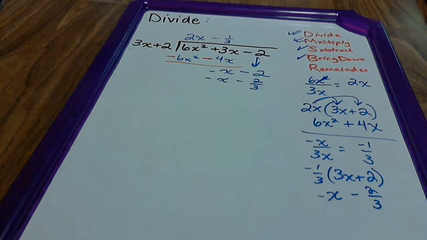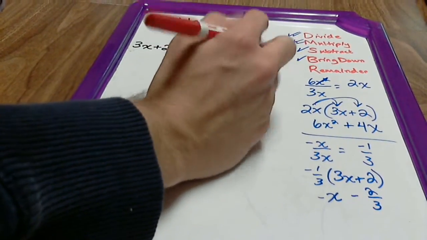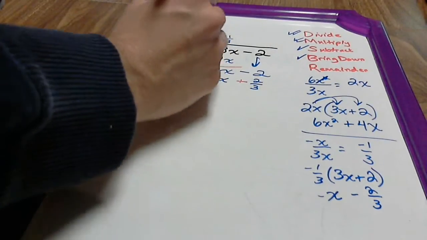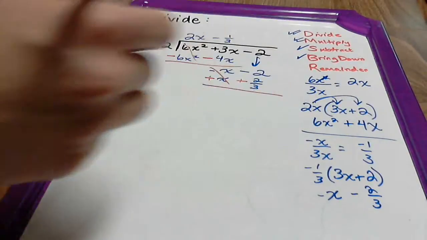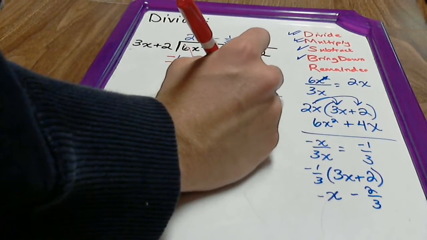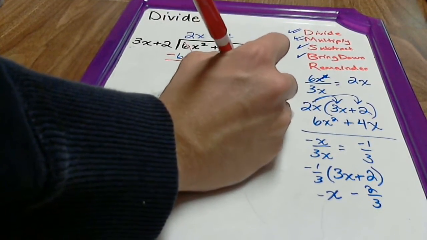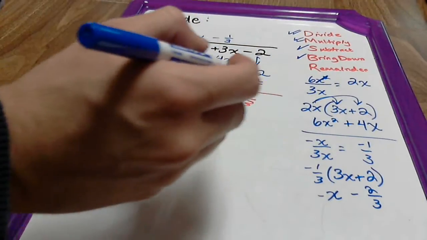Right? And then next step is to subtract. So that just means make all the signs opposites. So plus, plus. So then yeah, things cancel out. Very nice. And so negative 2 plus 2/3, that would be negative 4/3. So what we have is our remainder, negative 4/3. So we have minus 4/3 over 3x plus 2.